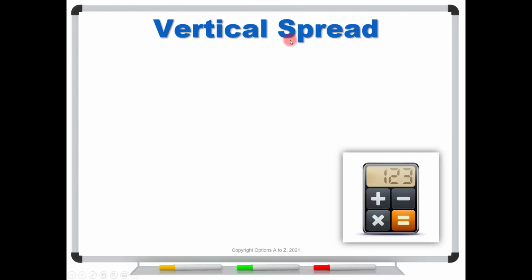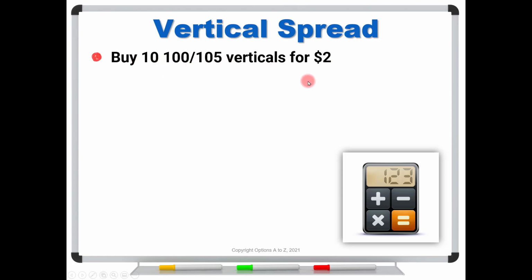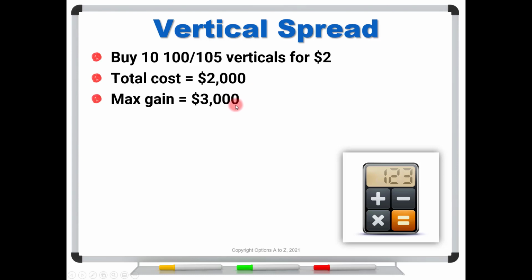So for instance, let's take a look at a vertical spread. Let's say that you want to buy 10 100-105 verticals for $2. Well, that's a total cost of $2,000 and a max gain of $3,000. And too many times people look at this and say, all right, I can sustain a $2,000 loss and I would love to make the $3,000. Let me put this on.